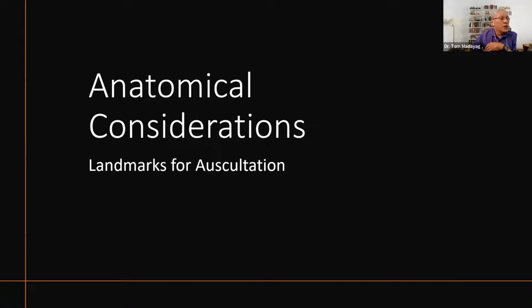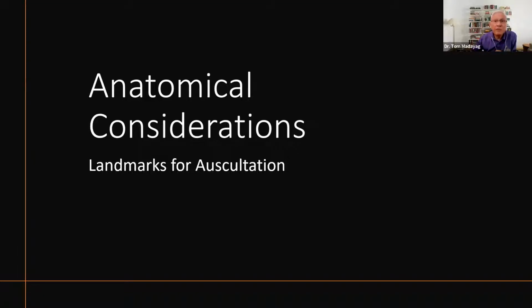All right. So having laid that aside, let's now go to the anatomical considerations and the landmarks for auscultation. The reason we begin with this is that if you imagine the anatomical structure upon which your stethoscope is laid, then you will have a better understanding of what is normal and what is abnormal. So breath sounds are produced in the major airways.